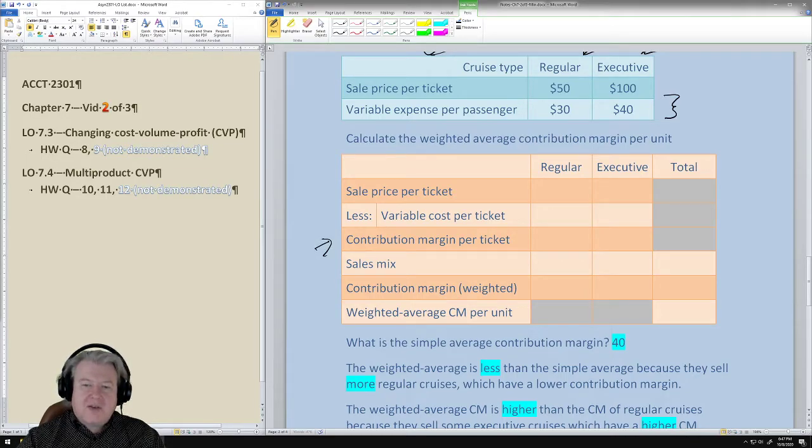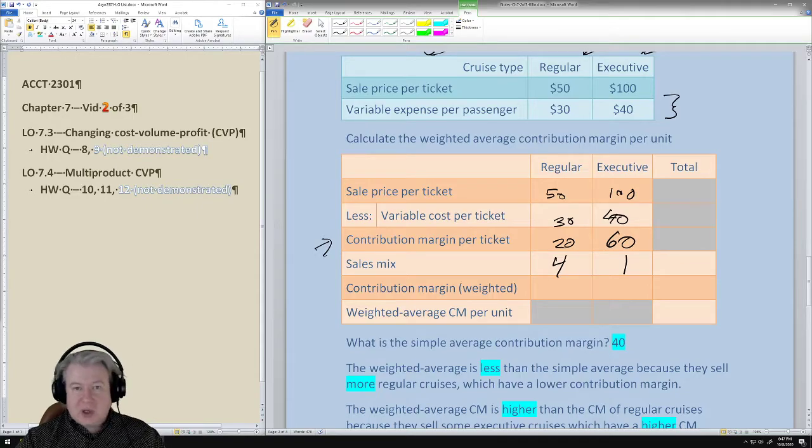So here we're just going to fill this in. We're going to say the sales price is 50. This is 100. The variable cost is 30, and the variable cost is 40. And you can see the contribution margin here is 20 and 60. Now, how we do the weighting is we say for every one executive, we've got 4 of these. So let's say in a month we have a normal amount of sales.